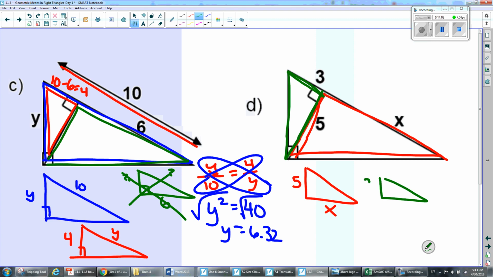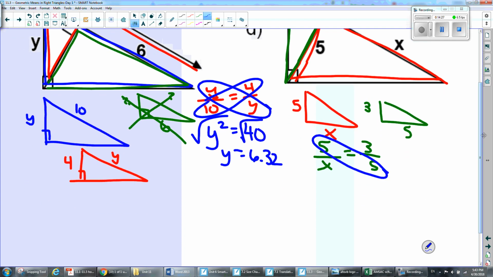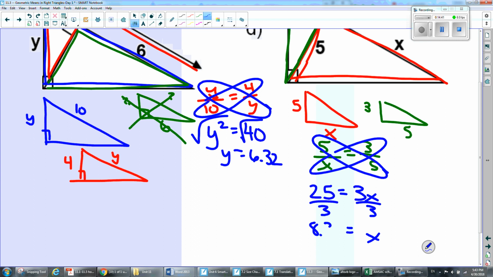I know my short side is 3 and my long side is 5. That way my proportion looks like short side over long side, short side over long side. If we did this correctly, we have a numerator and denominator that match. This is an example where it's not always the variable. 5 times 5 is 25 equals 3x. When we divide by 3, x is really 8.3 units.